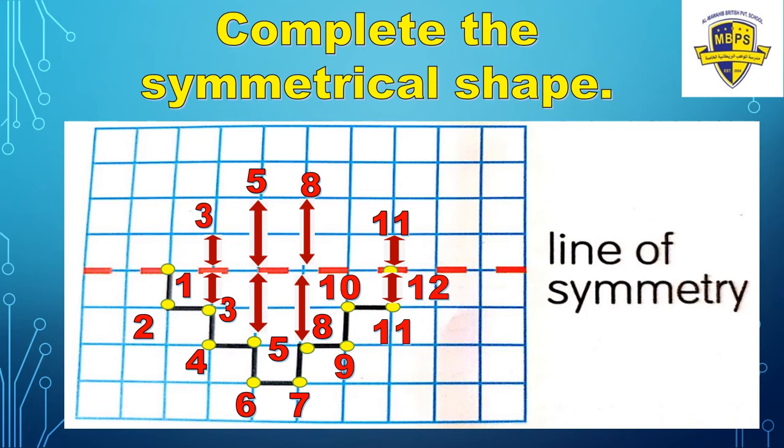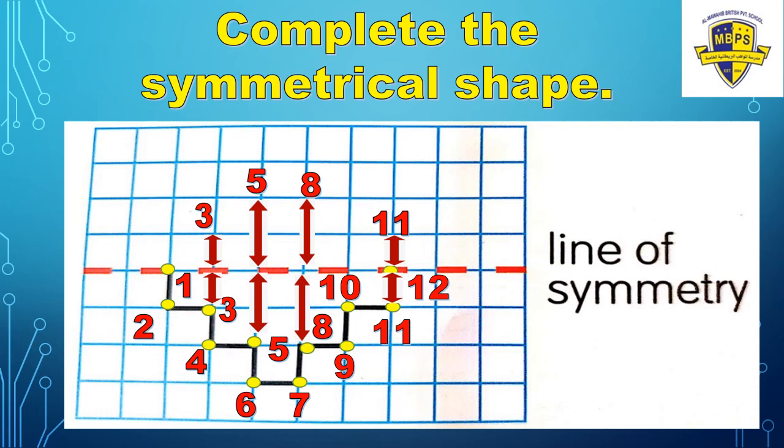Very good. Now let's go to number 5. Can you count and tell me how many steps is number 5 away from the line of symmetry? Very good. Number 5 is 2 squares away from the line of symmetry. So on the opposite side also we are going to count 2 squares and we are going to mark number 5. Now let's go to number 8. Come on children, count and tell me how many squares is number 8 away from the line of symmetry? 1, 2. Very good. So we are going to mark number 8, 2 squares away from the line of symmetry on the opposite side. Very good.